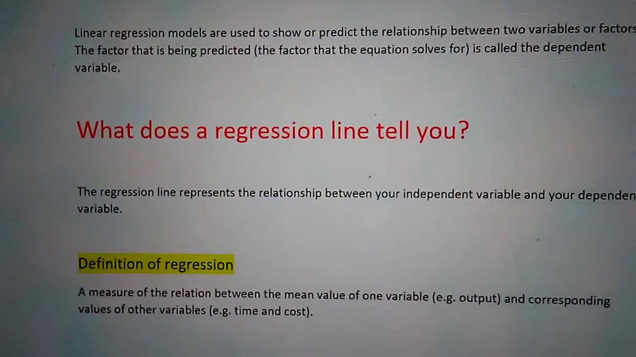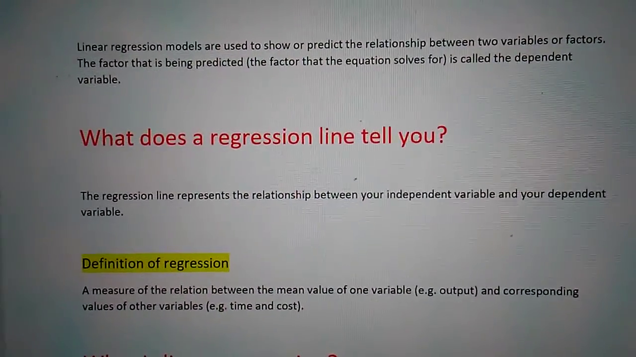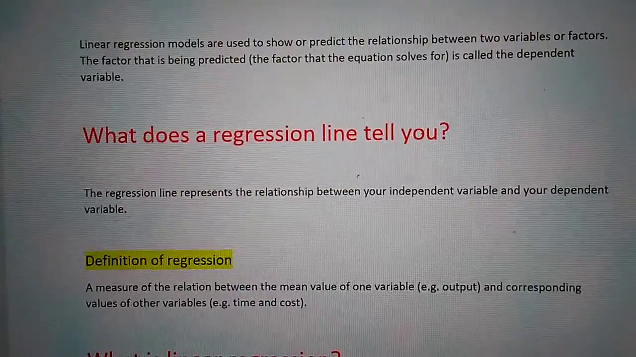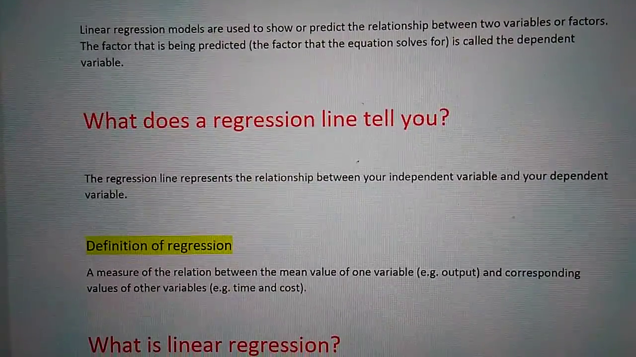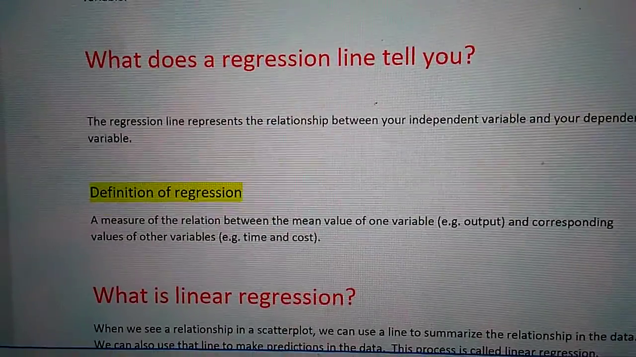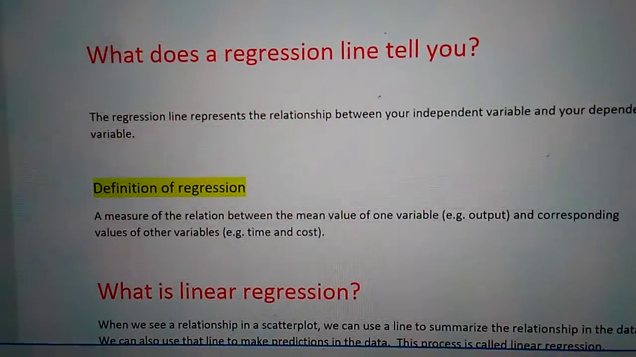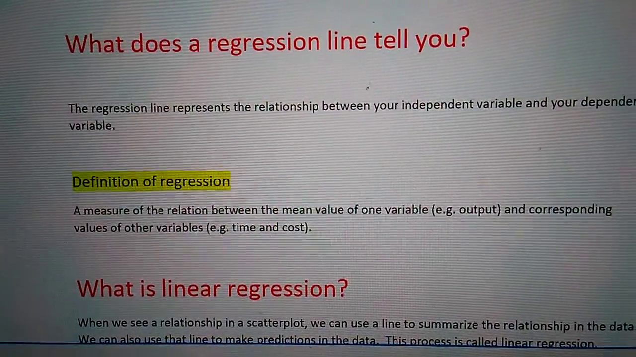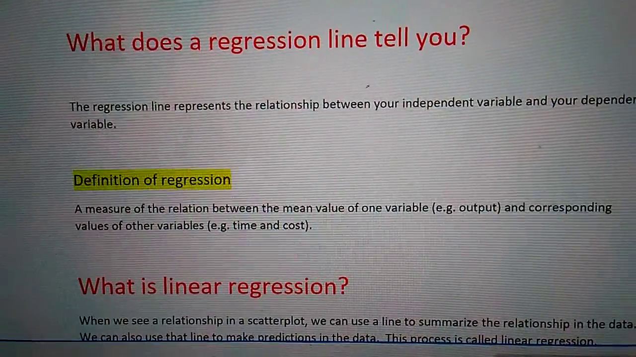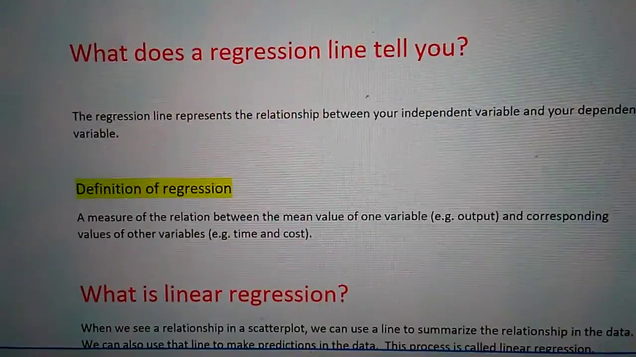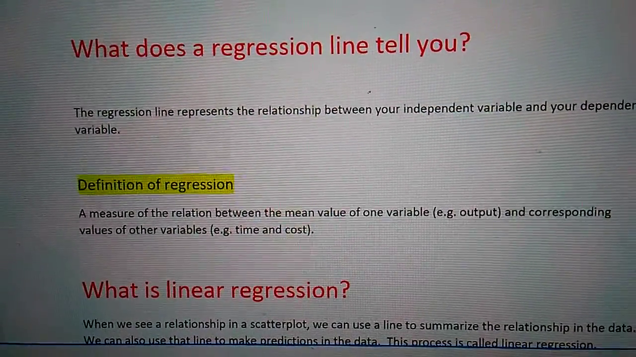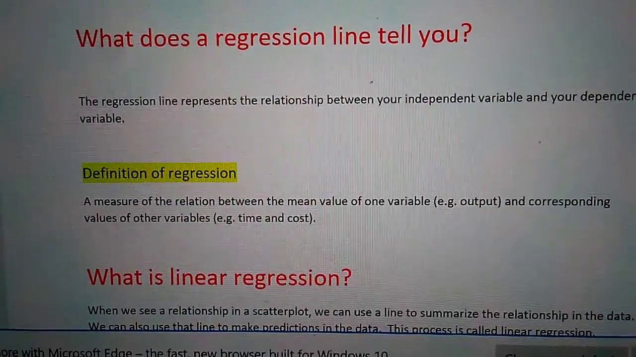What does a regression line tell you? The regression line represents the relationship between your independent variable and your dependent variable. Definition of regression: a measure of the relation between the mean value of one variable, for example, the output, and the corresponding values of other variables, for example, time and cost.